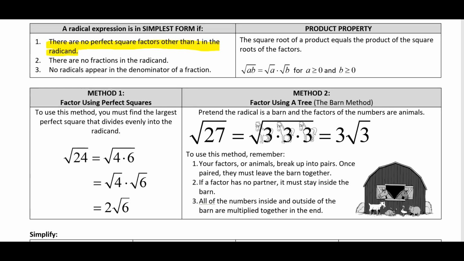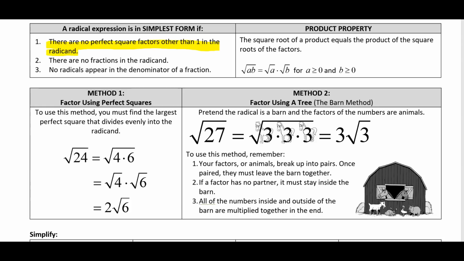So, for example, down here on method 1, this uses the product property. So does our second method, but the first method is to factor using perfect squares. To use this method, you must find the largest perfect square that divides evenly into the radicand. So, for example, the square root of 24. I can rewrite this as 1 times 24, or 2 times 12, or 3 times 8, 4 times 6. So these are all ways I can rewrite 24. And this will allow me to use my product property and break them up into its factors.